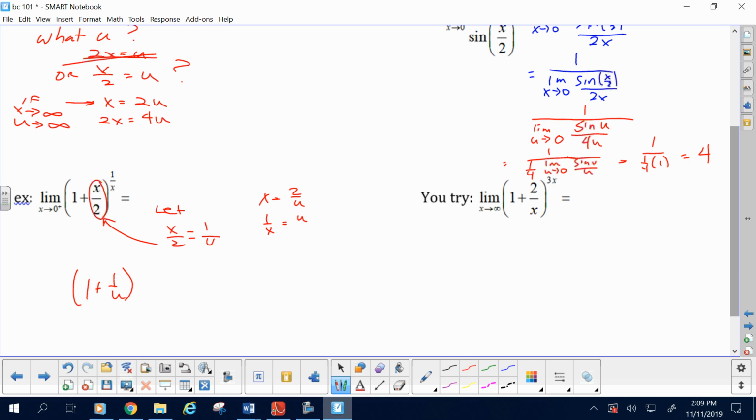are you with me? If x over 2 is 1 over u, if I move the 2 out, then x is 2 over u, and if I take the reciprocals, 1 over x is u over 2. So the exponent becomes u over 2. Last but not least, as x goes to 0, u goes to, now these are inversely related. As x gets small, u gets big, and because it's approaching from the positive side, u would approach positive infinity.